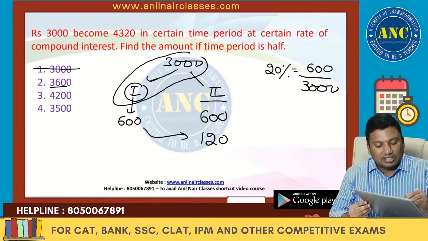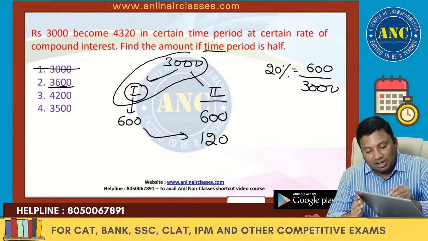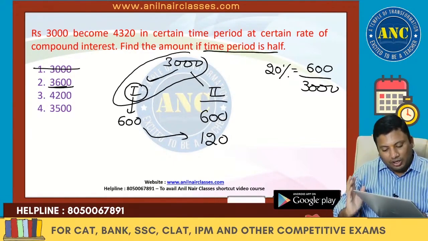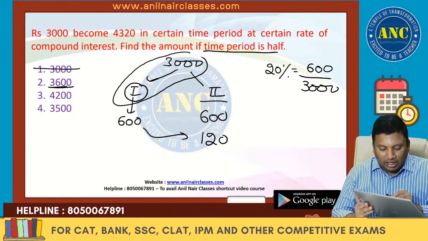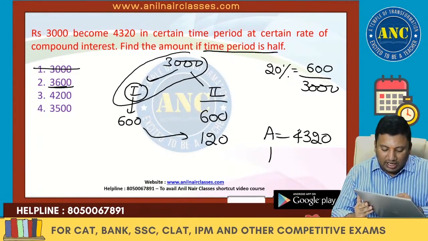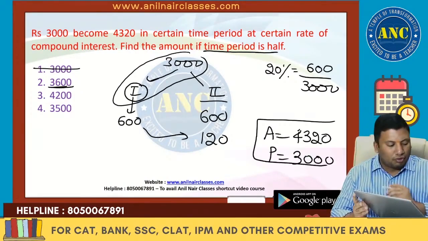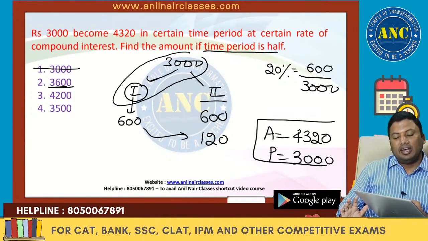So for the first year, if I take it as 3600, if the time period is half, means I am taking 1 year. For 2 years, it will become 2 years. So total amount, how much did it become? 4200 plus 120, 4320. This condition is satisfied. Principal is 3000, amount is 4320. I hope the idea is clear.